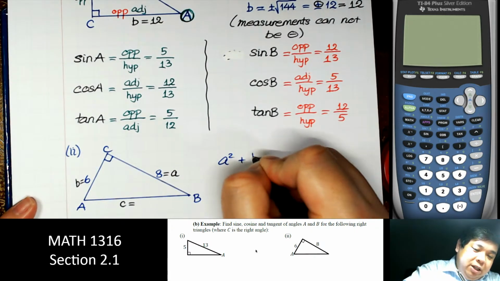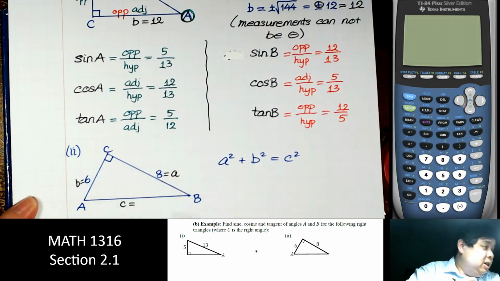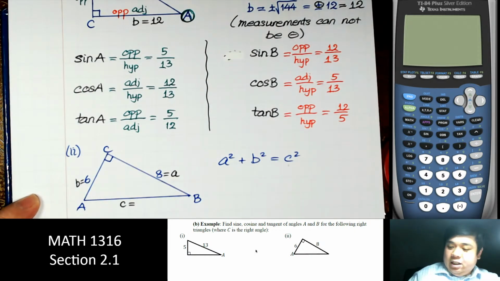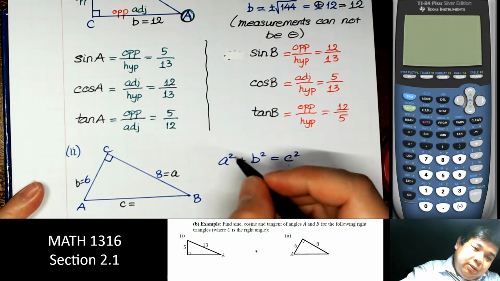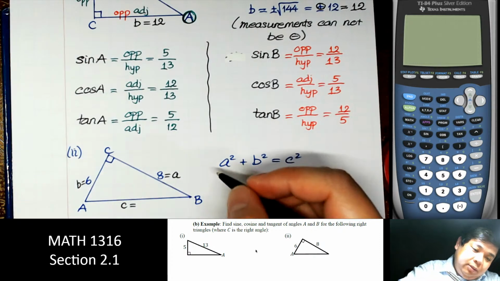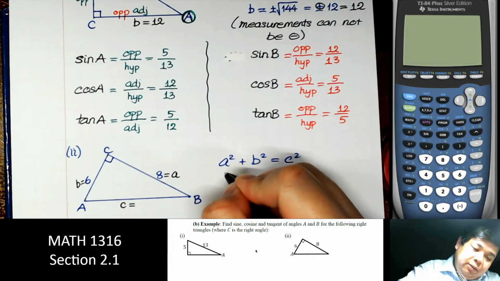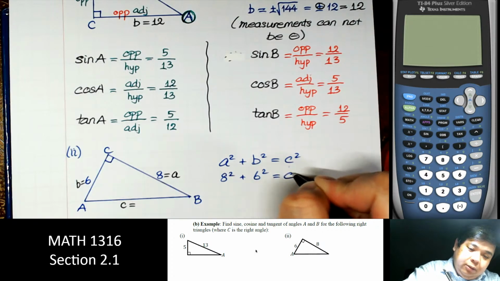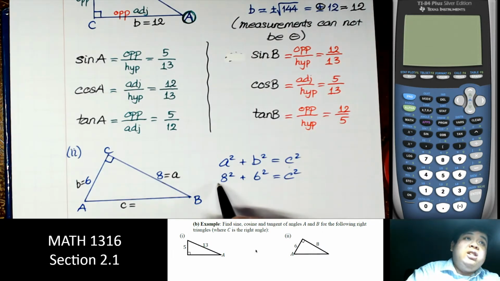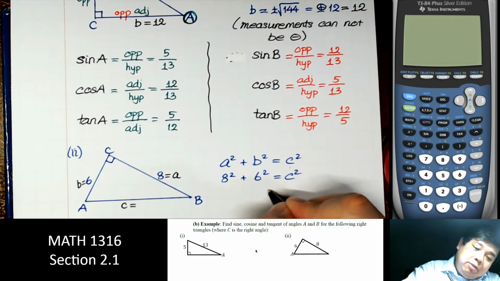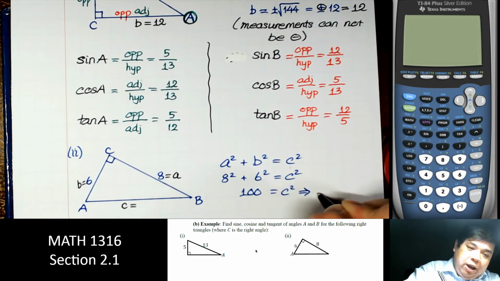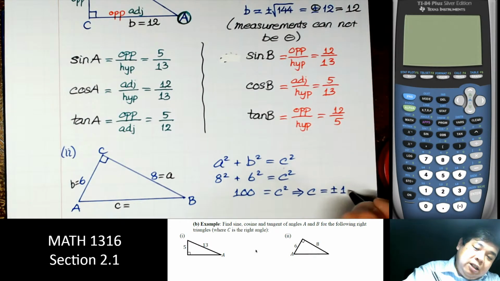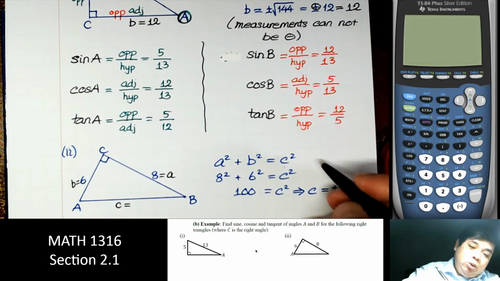A squared plus B squared equal to C squared. And we're going to solve for C. Right, A squared 64 and 36. So we have C squared equal to 100. So we have C equal to plus or minus square root of 100, which is 10. And once again, we just choose the positive.